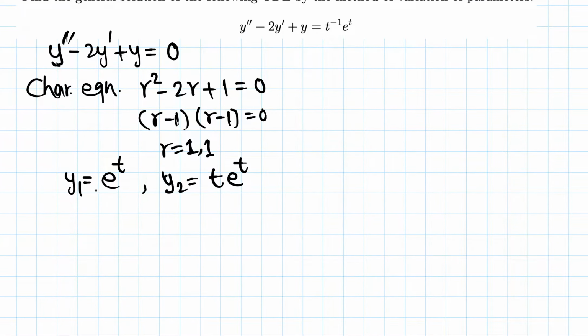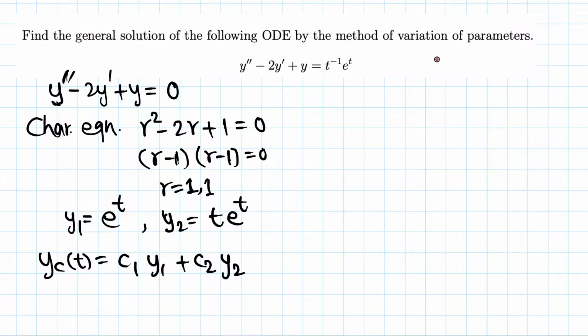And when we have these two solutions, the complementary solution is c1 y1, so I'm going to replace the actual values later. c1 y1, y1 is e to the t, plus c2 y2. Okay, this is the complementary solution. And in fact, the general solution y is the complementary solution plus the particular solution. And the main issue in this problem is to determine yp, because yc is already done.